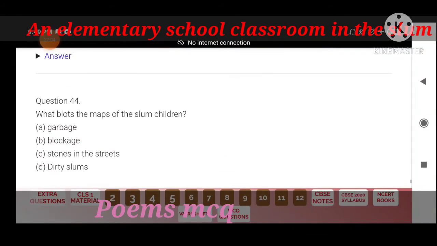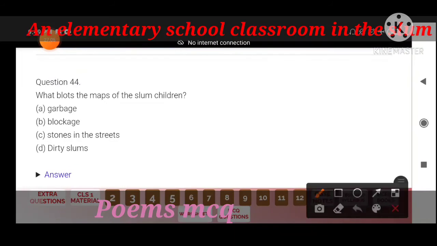What blots the map of the slum children? Garbage, blockage, stones in the streets, and dirty slums. So the answer is dirty slums.